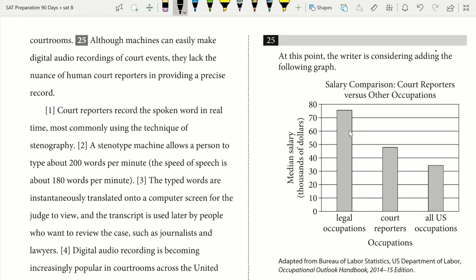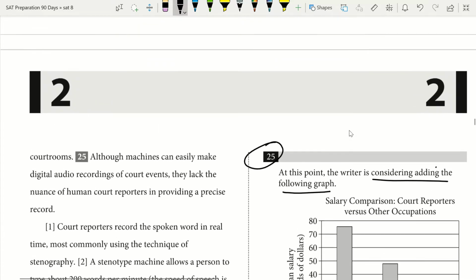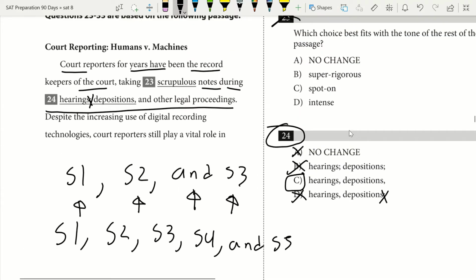Let's take a look at practice test 8, question 25, and we see that it says, at this point the writer is considering adding the following graph. In order to know whether or not we're going to add a graph, we really need to know what's going on in that paragraph as a whole. So let's go back up and take a look at what's going on in this paragraph.